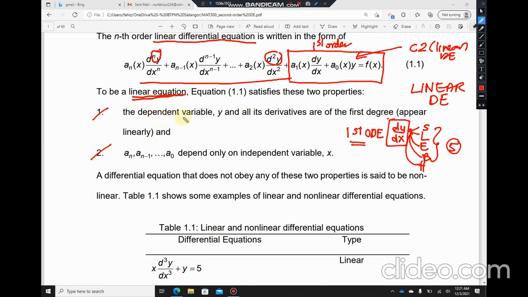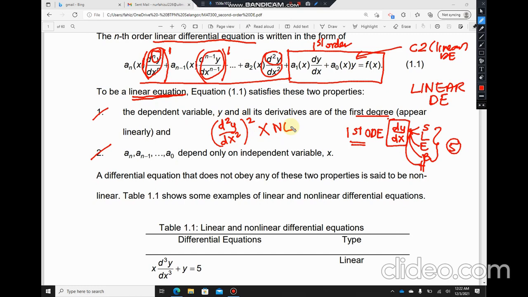Okay, syarat pertama, the dependent variable y and all its derivatives are of the first degree. Bila awak differentiate y, for example this one, dy/dx, yang ni pun dy/dx, dia kena first degree. What is the meaning of first degree? Maksudnya kuasa kat sini dia tak boleh lebih daripada 1. So dia kena make sure power of 1. So that's why kalau kita jumpa function tu d^2y/dx^2 and then ada kuasa for example 2 kat sini, so dia adalah non-linear.